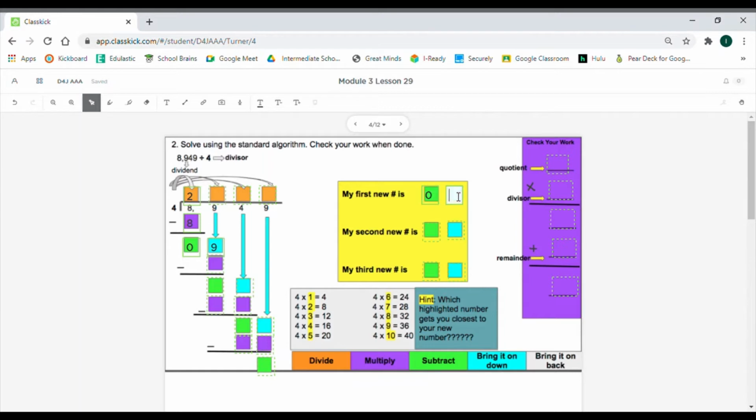9. Remember, my new number tells me what I have to divide. 4 goes into 9. How many times? Pause the video if you need to look at your facts. If you said 2, you're absolutely correct, because if I multiply 4 by 3, I get 12, which is bigger than 9. Let's keep going. I just put a 2 at the top, and my divisor is 4. 4 times 2, what's my product? Good job, 8. Now subtract 9 minus 8. What do we get?